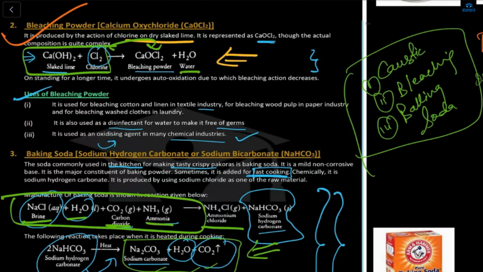Bleaching powder, what is the use of a bleaching powder? It is used in our textile industries to wash our clothes. It is also used as an oxidizing agent in the chemical industries, and also used to make our water free from germs. These are the uses of a bleaching powder.